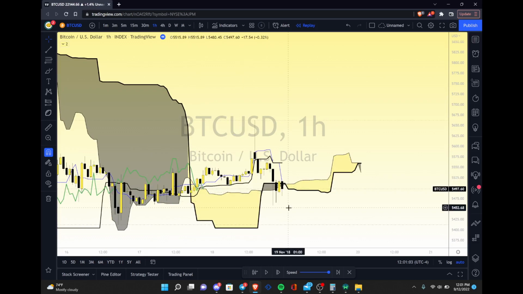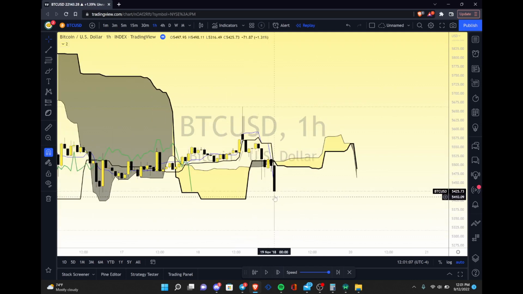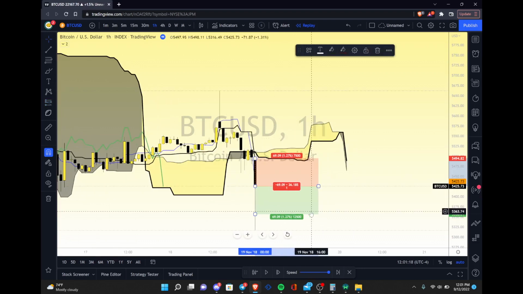We want a decisive breakdown like that. So this would be a decisive breakdown, and this would be the place where I would take the short. Okay, so I would take the short here. So let's go short off that 1 hour closure, and now you have a choice.